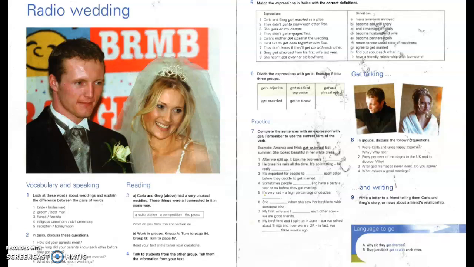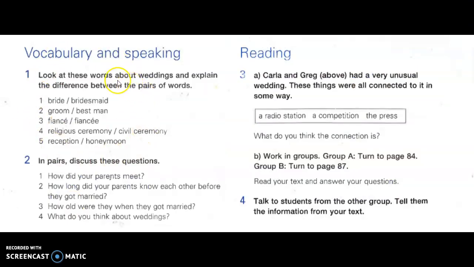So the topic of the lesson is weddings, and the unit introduces the vocabulary on the topic in exercise 1. So here's the task. It says look at the words about weddings and explain the difference between the pairs of words. So you could either do that, or you could show some pictures and get the students to label the pictures. So that's quite a nice way to lead into the topic. You could get them to do some discussion briefly if you like.